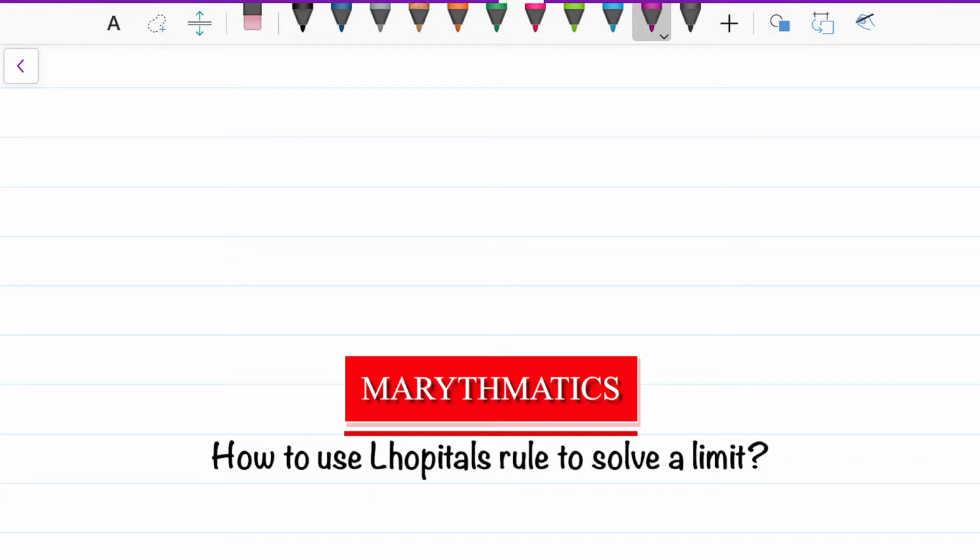We would like to solve this example, the limit of cosine of 3x minus 1 over x squared as x goes to 0. Whenever we have a limit, the first thing we need to do is to plug in the number that we have in here into our function. So let me plug in 0 in here.